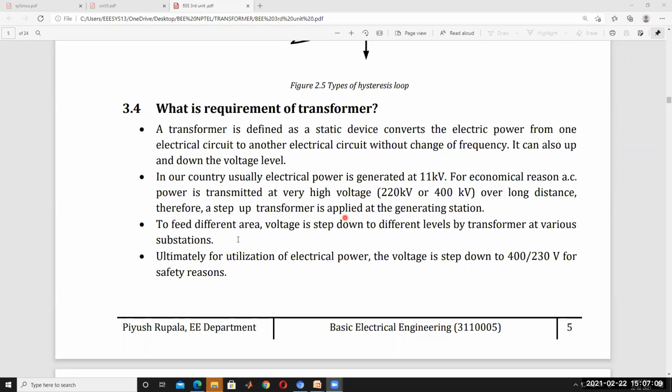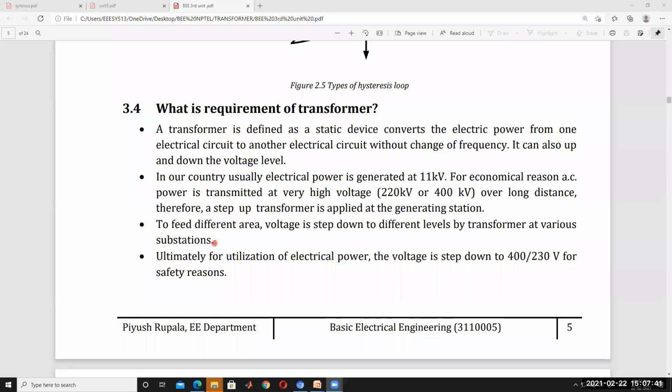Therefore, a step-up transformer is applied at generating stations. Step-up transformers are required at generating stations. To feed different areas, voltage is stepped down to different levels by transformers at various stations. Generally our domestic applications operate at 230 volts and 400 volts, just 415 volts for three phase, 230 volts for single phase.